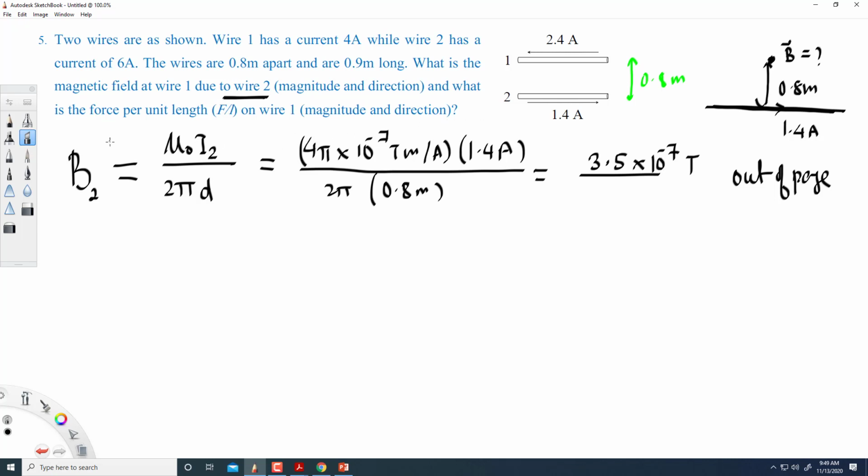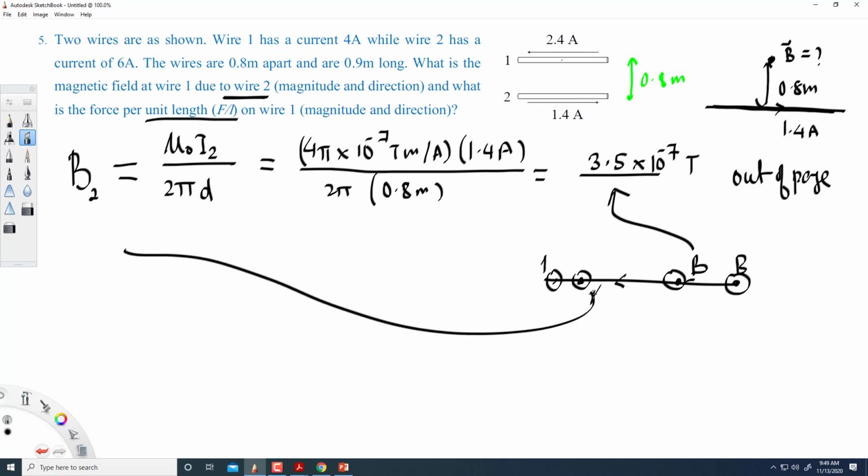Okay, now let's look at the second one. What is the force per unit length on wire 1? So this magnetic field now will produce some force on this one, because we have this wire, 1, in a magnetic field which is coming out of the page. Because of that magnetic field this current will feel some force, and that force is given by the formula that we just used: I L B sine theta, where B is the field that is producing the force.